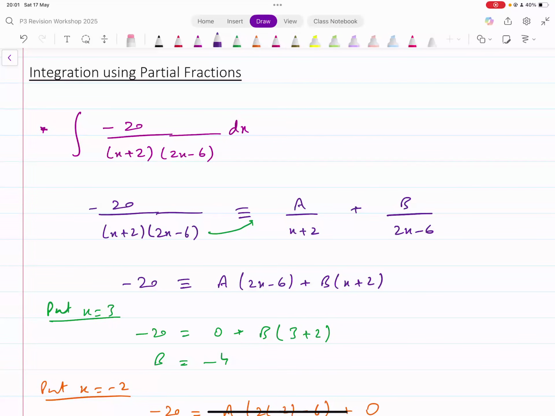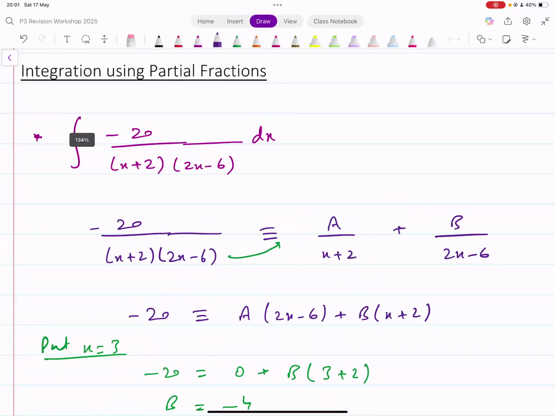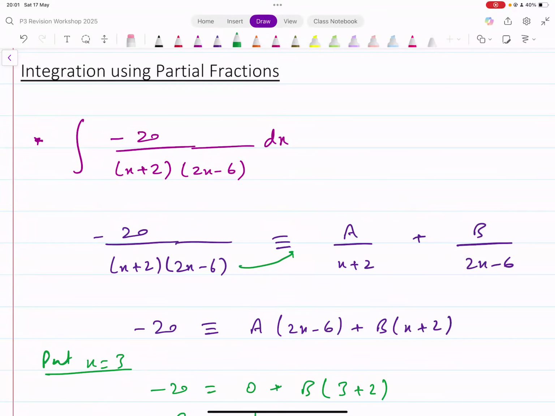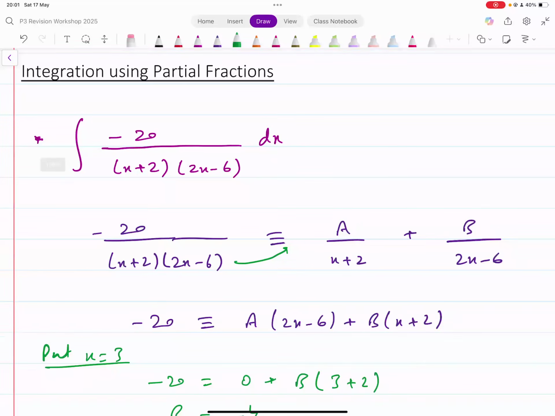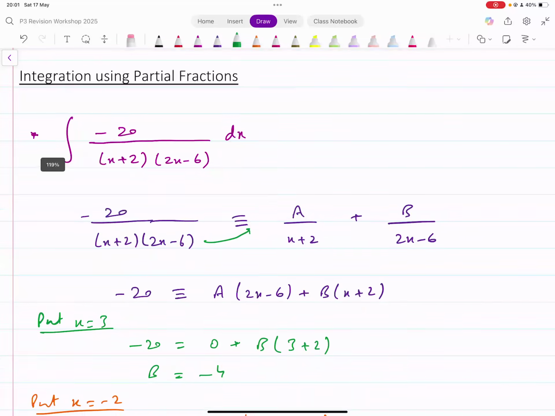What can also happen is none of those rules might work, the ones that we discussed earlier. Instead, you could have some factors in the denominator. For instance, let's say you have minus 20 divided by x plus 2 into 2x minus 6. That's the fraction that you've got: minus 20 over x plus 2 into 2x minus 6. Now, how would you integrate this thing?